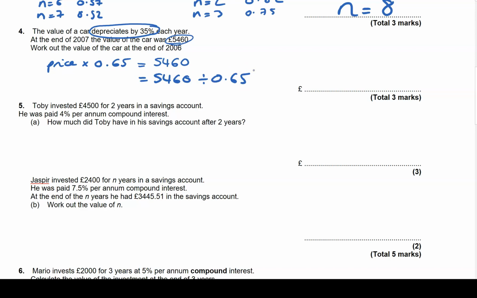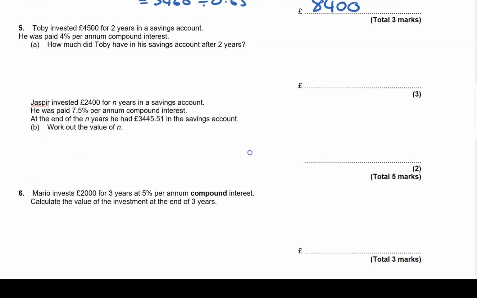5,460 divided by 0.65 is 8,400. Number 5, Toby invested 4,500 for 2 years at a 4% rate. How much did he have after 2 years? So money times interest rate. It's gone up by 4%, so it has to be a 1 point, and then to the power of 2, because it was over 2 years.